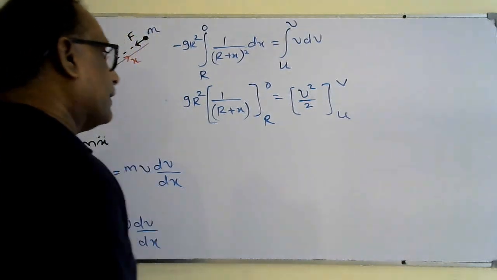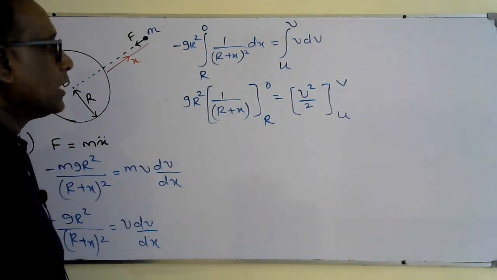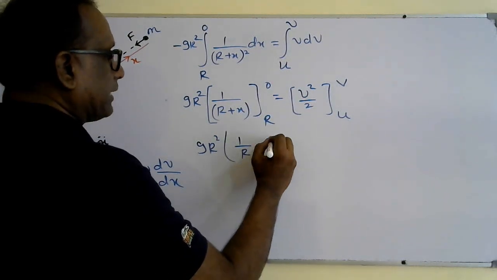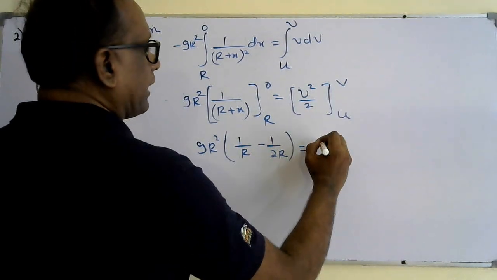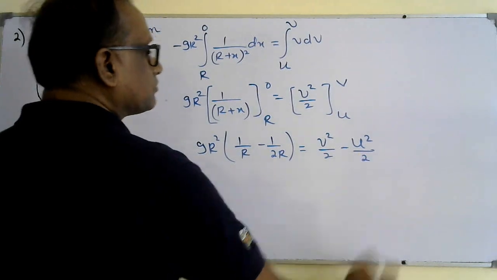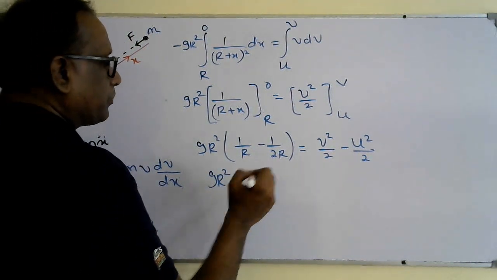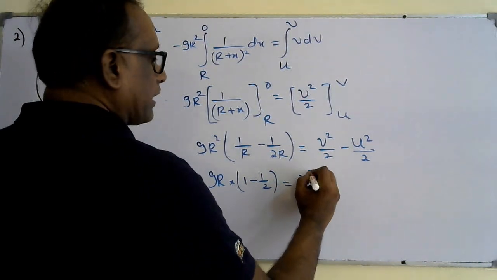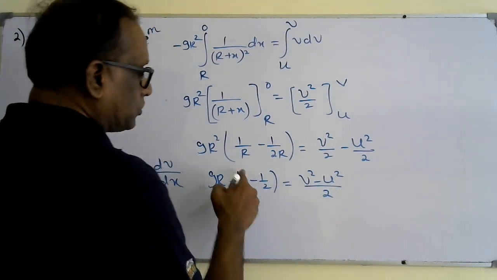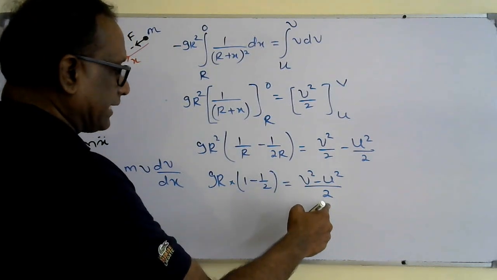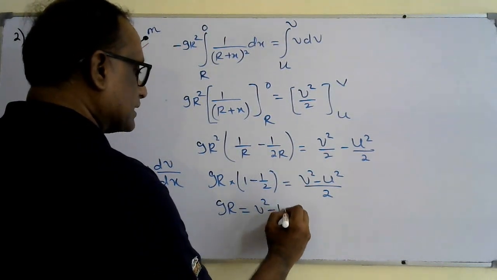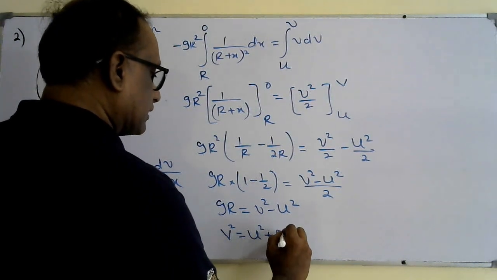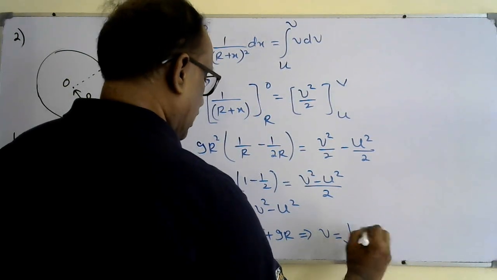So integration, I already told, it's the same way. So that minus 1 and this minus get cancelled, so gr squared. When you substitute 0 here, 1 over r minus 1 over 2r is equal to v squared by 2 minus u squared by 2. So this is going to be gr squared, the r will get cancelled, so it will be gr into (1 minus 1 over 2) equal to (v squared minus u squared) over 2. So 1 minus half is half, that 2 and these 2 will get cancelled. So gr is equal to v squared minus u squared. So v squared is equal to u squared plus gr. So v is going to be the square root of u squared plus gr.